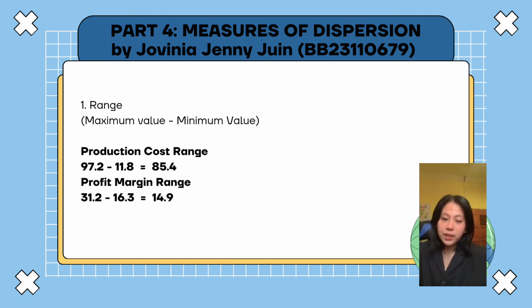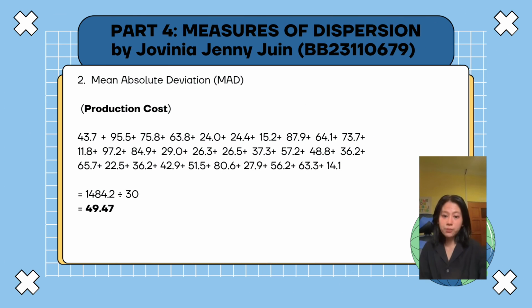In this case, we need to calculate the range of production costs and profit margins. The formula for range is maximum value minus minimum value. As we can see in this slide, the production cost range is 85.4 and the profit margin range is 14. Number 2 is mean absolute deviation, known as MAD.